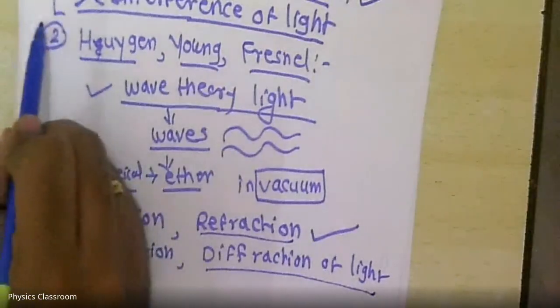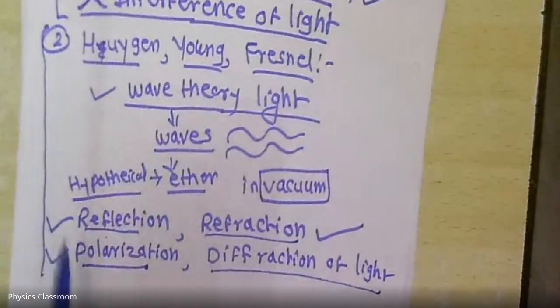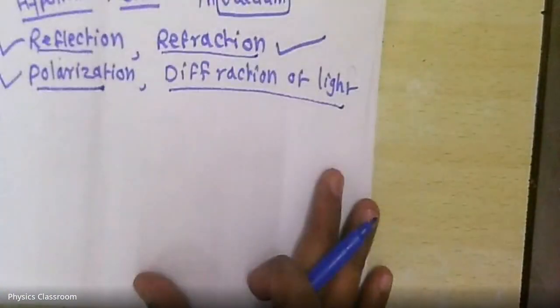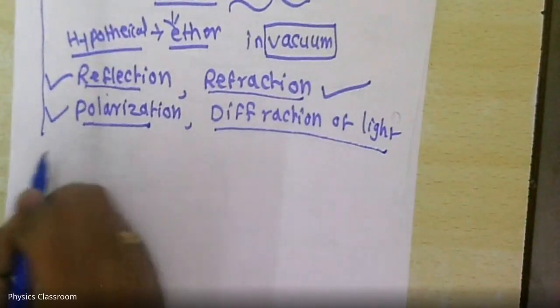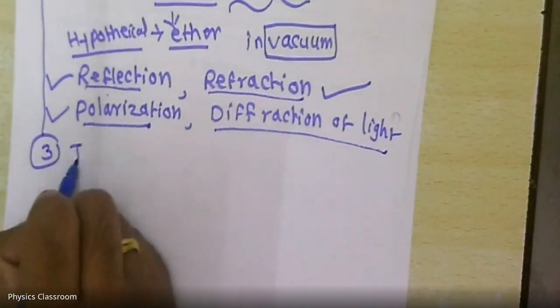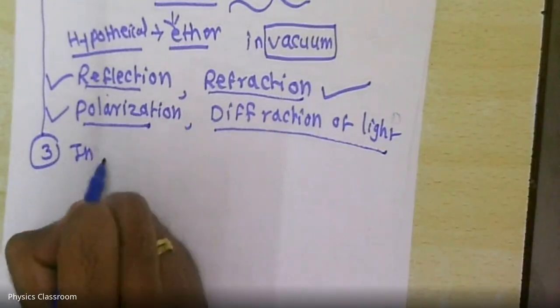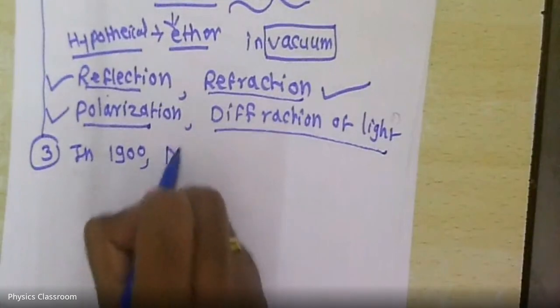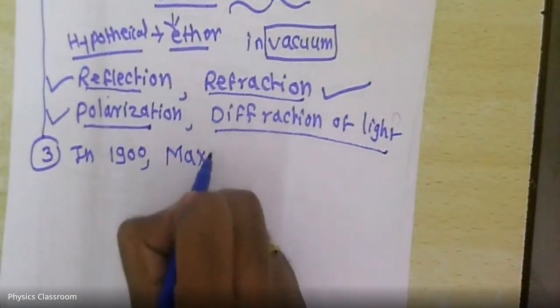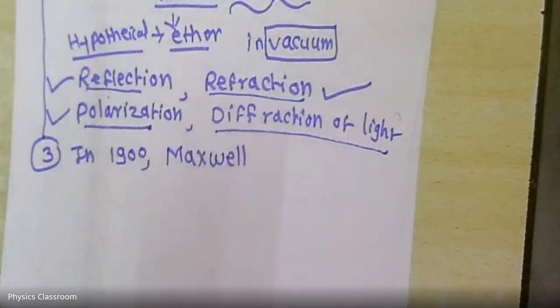This is the second theory about the wave-particle duality. Firstly is Newton's theory. The second one is the Huygens, Young and Fresnel theory. And third, in the 19th century, Maxwell's theory is there.